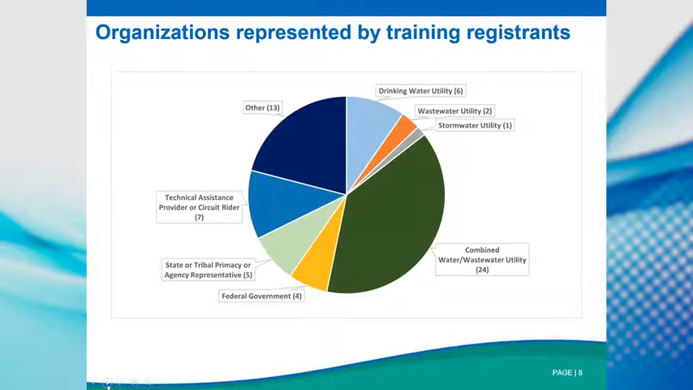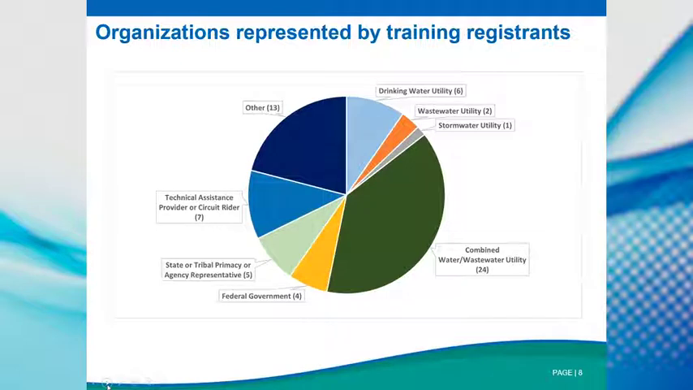Just a quick overview of folks that have signed up for the training, a little bit about you all. This first chart here is the types of organizations that have registered. As you can see, starting from the top, working our way clockwise around, it's mostly utilities, which is awesome. That's our target audience, among others.